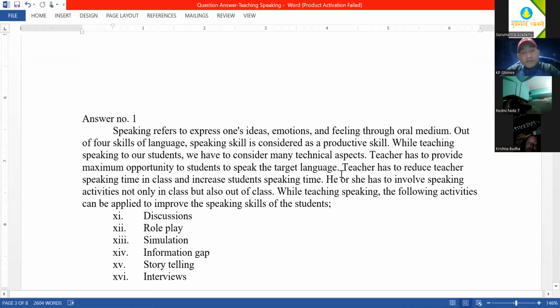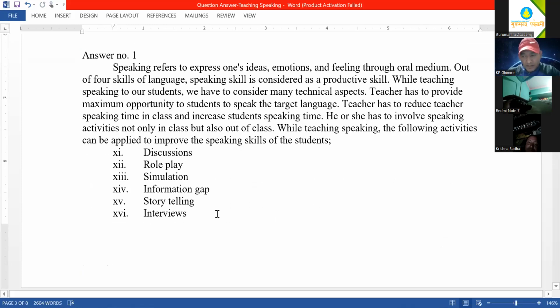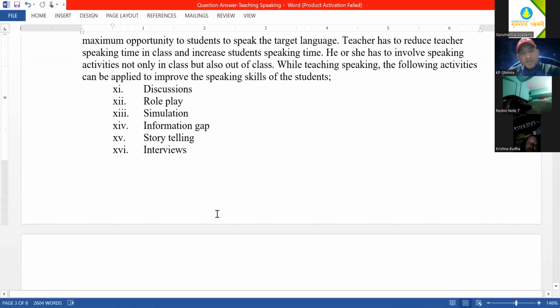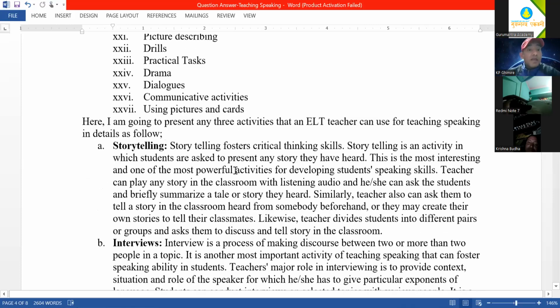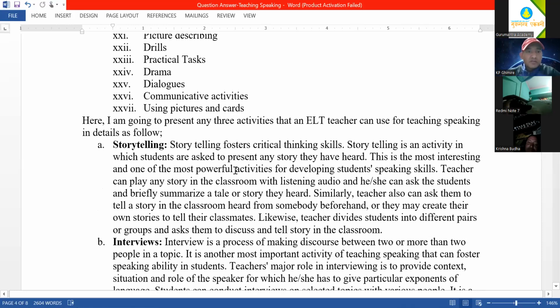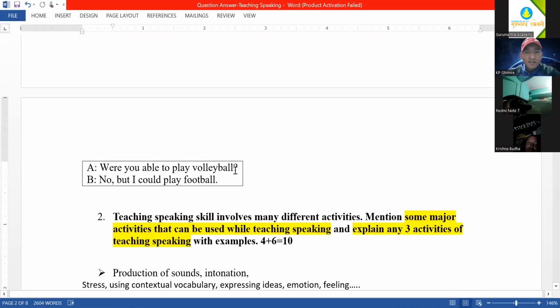Next part, you make a list of all the activities. The following activities can be applied for teaching and speaking: discussion, role play, simulation, information gap, strip story or chain story. Some others were asking, so story completion. Make a list of all and explain any three. So this question is asking you to explain any three.